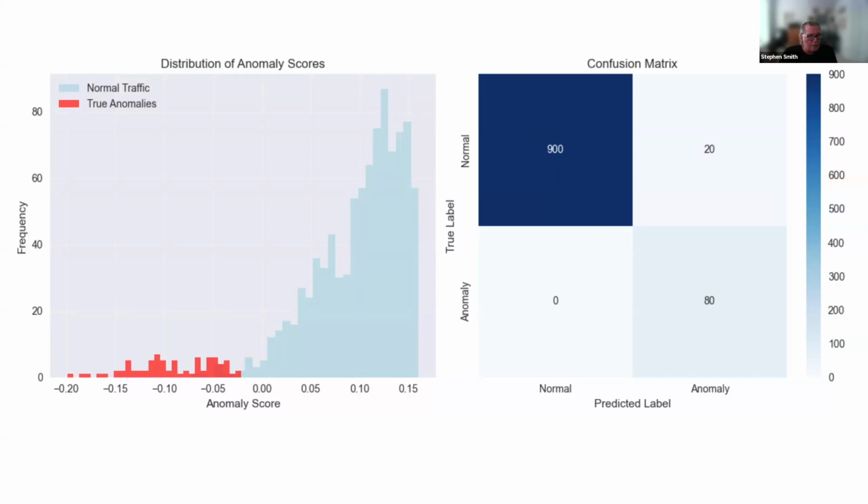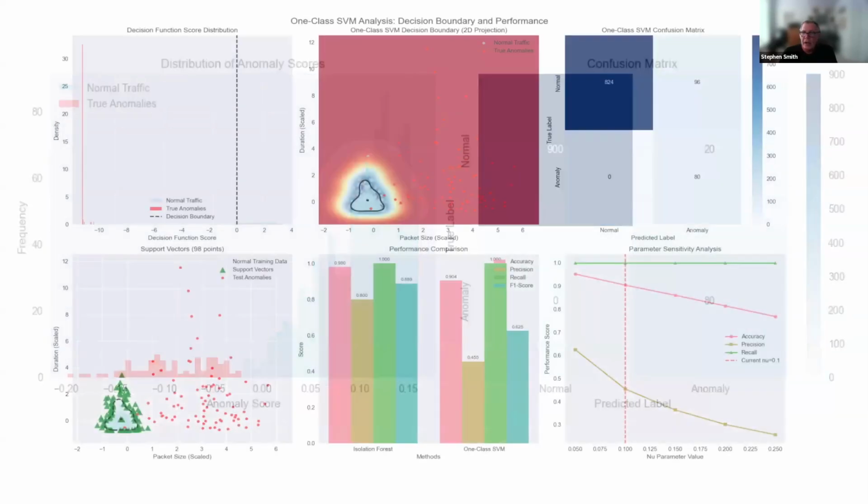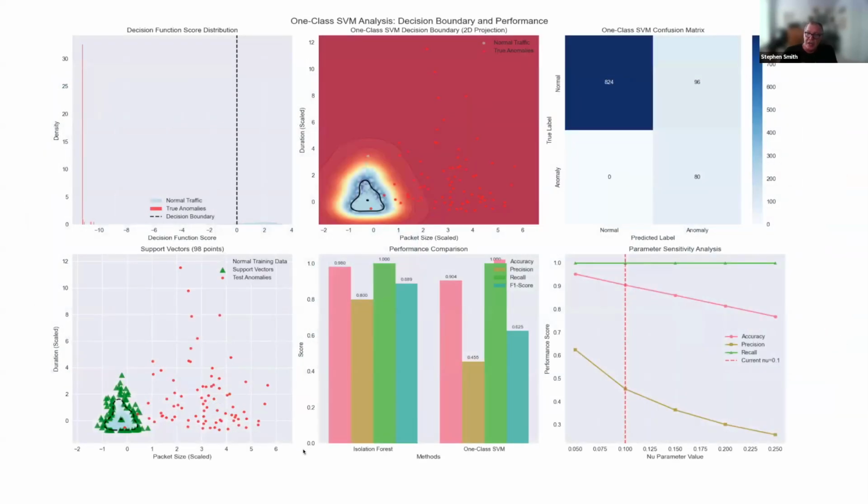All right, so now we're going a little deeper. This is the same data, but these are some different visualizations. And what we're doing here is we're using another algorithm to figure out where our decision boundary is and to make these cool graphs.